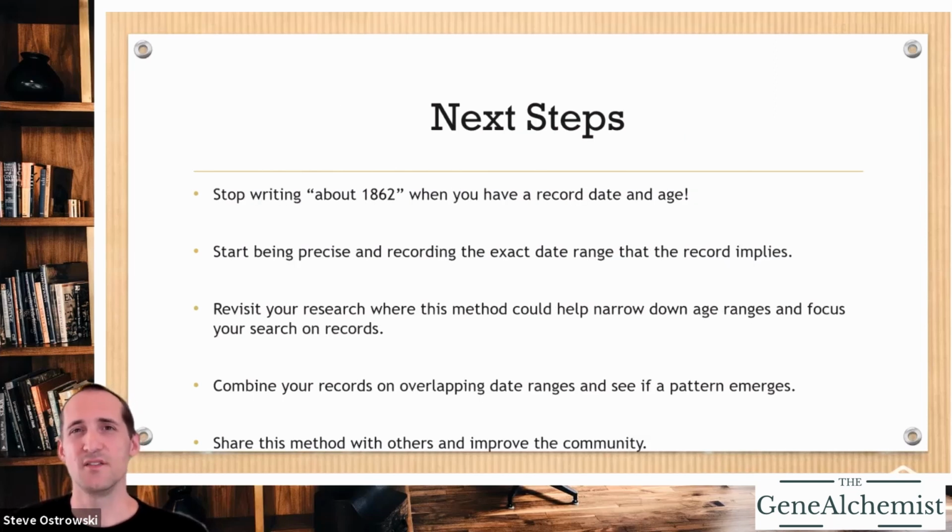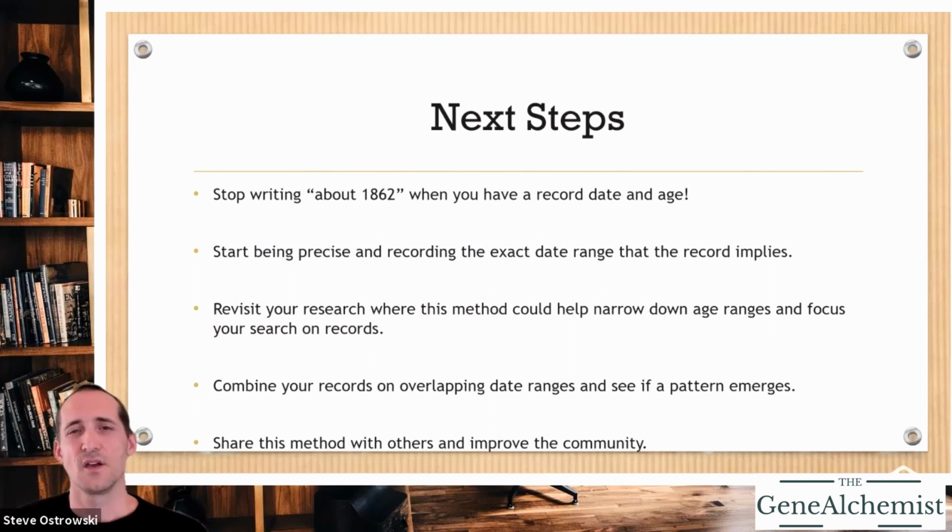So next steps, what I'd like you to start doing after watching this video is first stop writing about 1862 when you have a record date and an age. When you have that, like I said before, it's an incorrect, imprecise way of recording what's written on a document. There is a precise and correct way to record what you are reading off that document and translate that into implied dates. And that precision is repeatable if we all start doing that. Start being precise then and record that exact date range that the record implies.